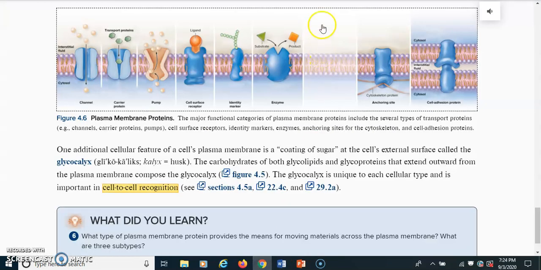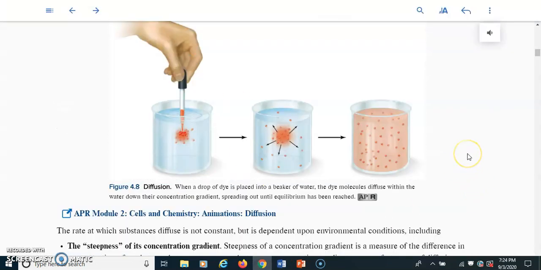I'm going to go to our textbook. Okay, so first, just to help you recall what the term diffusion means, the term diffusion means when a substance moves from an area where it's in really high concentration to an area where it is in low concentration. So this image hopefully will help you visualize this.